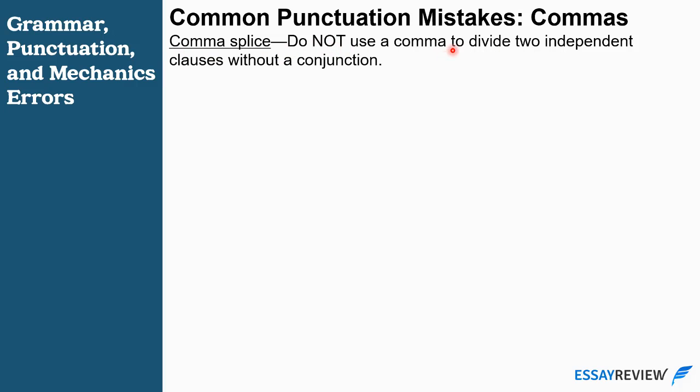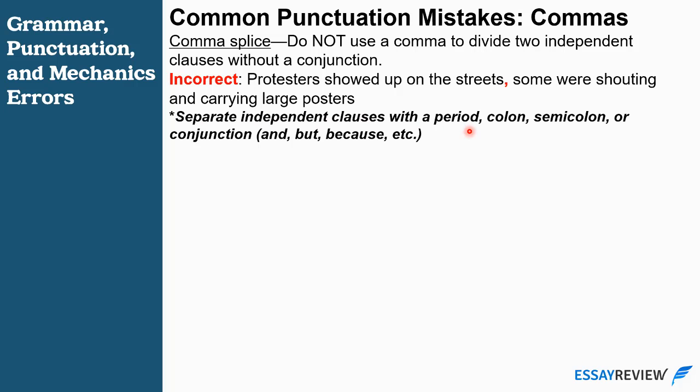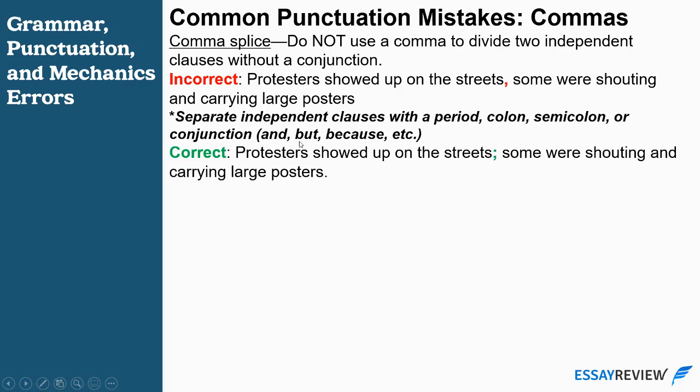The general rule is do not use a comma to divide 2 sentences without a conjunction. So instead of, protesters showed up on the streets, comma, some were shouting and carrying large posters. How can we fix this? 2 simple ways we could fix this. You can separate the independent clauses with a period, or a colon, or a semicolon, or a conjunction. I would not use a colon here because it doesn't make sense. But the rest could be used.